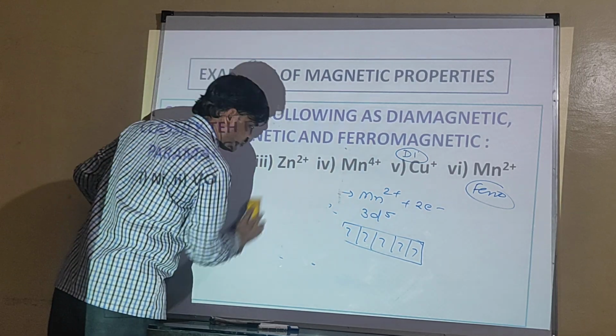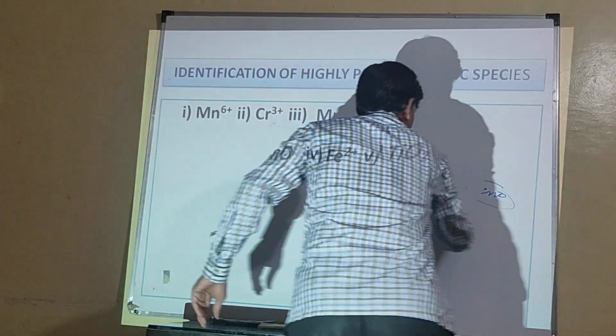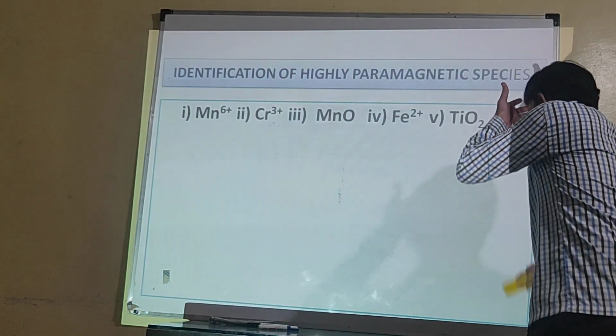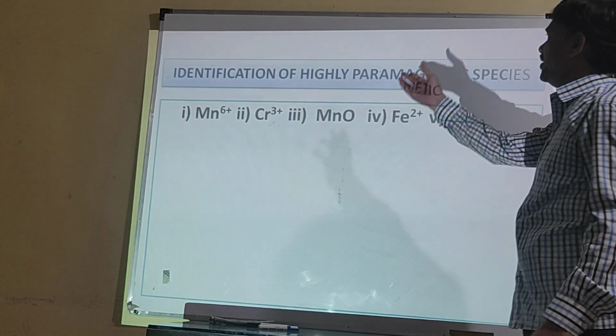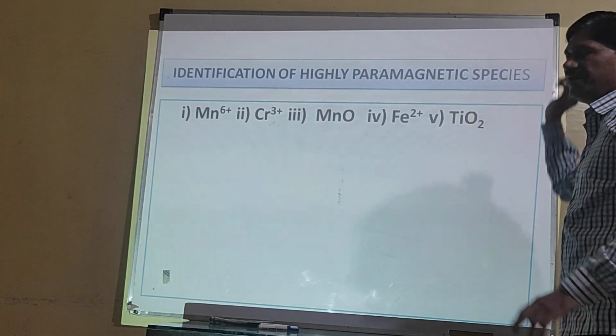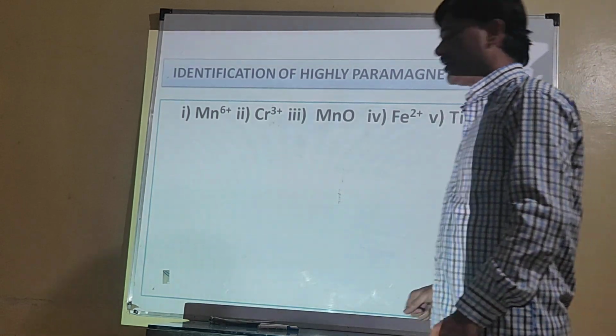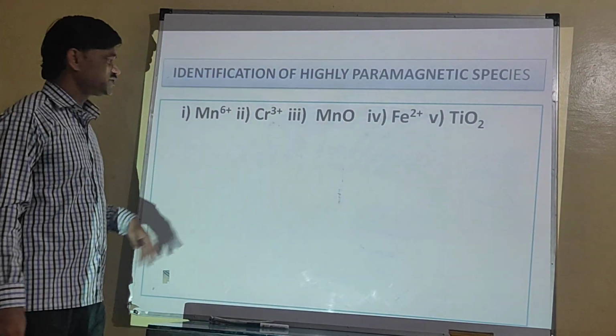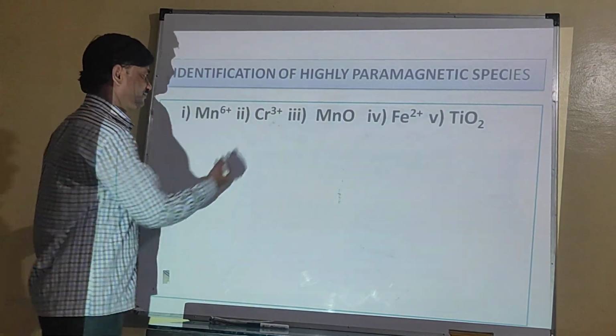Now shift towards the next point. What is the next point in front of you? Identification of highly paramagnetic species, meaning ferromagnetic species we are going to discuss here. Can you tell me the first case? Mn plus 6, 1 by 1.